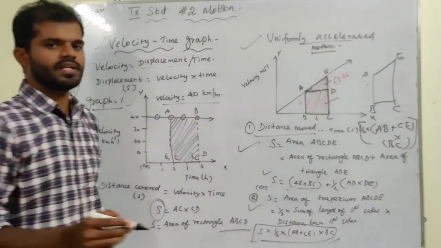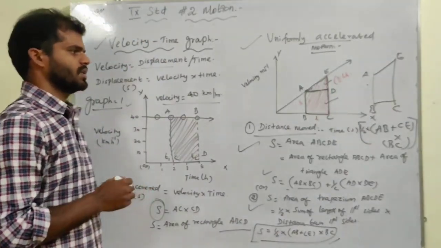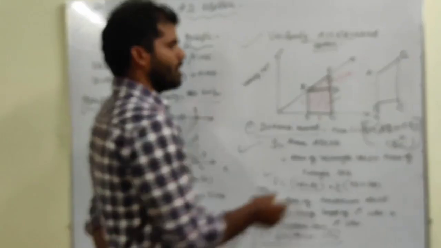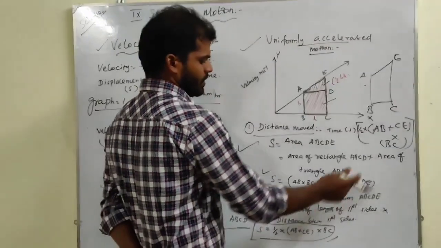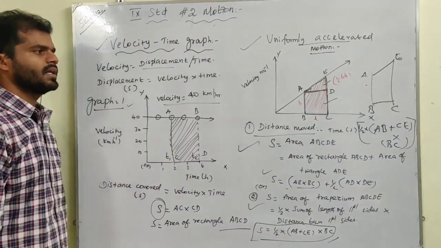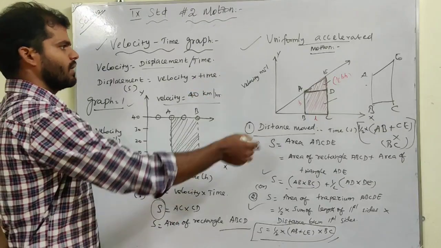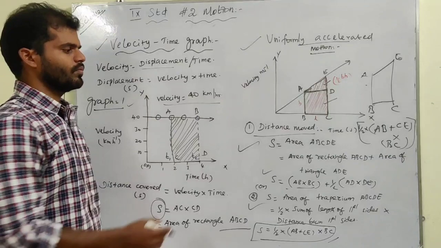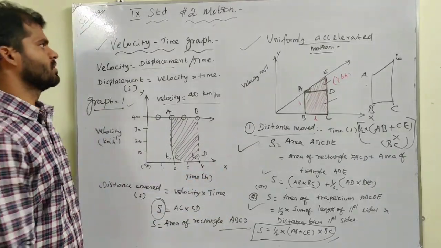This will be used in the next case, where we are going to use the equations of motion. For the equations of motion we are going to use this formula, half into the sum of the parallel sides into the distance between the parallel sides, so that we can easily find the area covered by the car. Okay, this is very important. Using these two formulas we are going to solve the equations of motion.